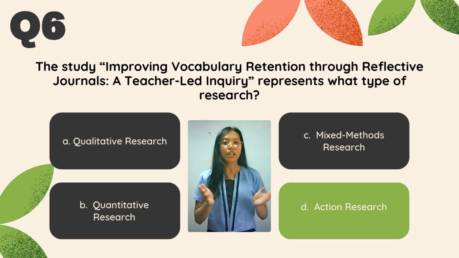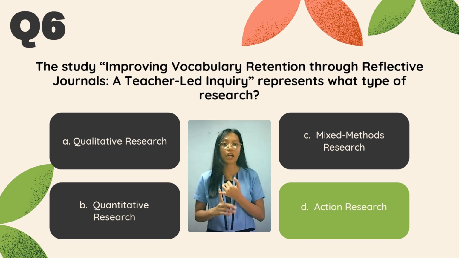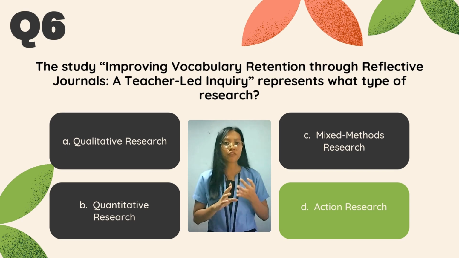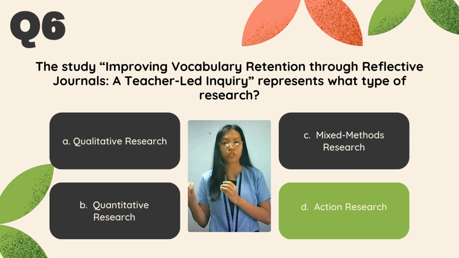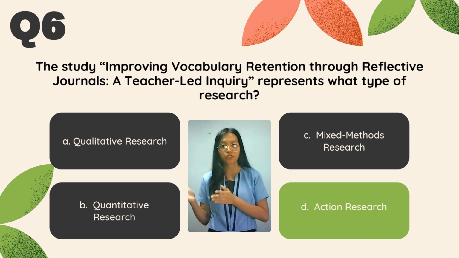So the title clearly fits to the action research because as we all know, action research focuses more on the practical, collaborative, and it often involves a cyclical process of planning. So letter A, qualitative research is wrong because while the study might use qualitative methods, which is the reflective journal, the defining feature here, which is to improve the practice through inquiry, is the essence of the action research.